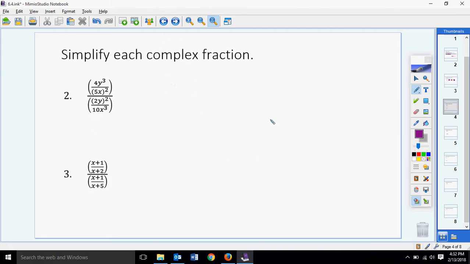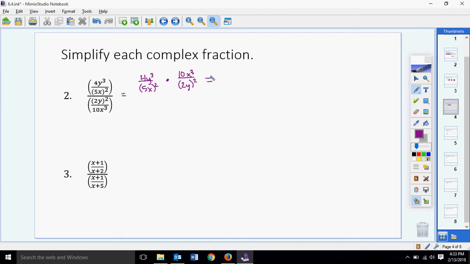Okay, another two examples. Let me change my pen here. Same thing. We have division, so we're going to multiply and flip. You may have heard this as keep, change, flip. So I'm keeping my numerator, 4y cubed over 5x quantity squared. And I'm going to be multiplying this by 10x cubed over 2y quantity squared.